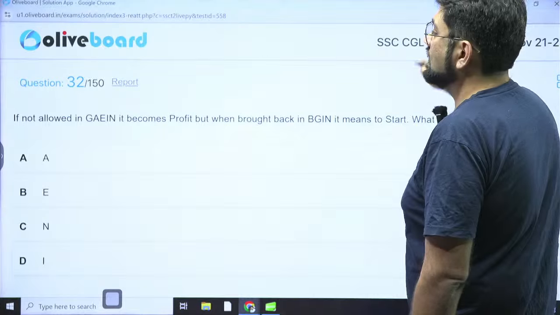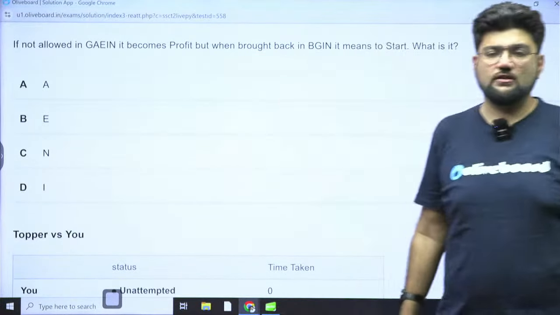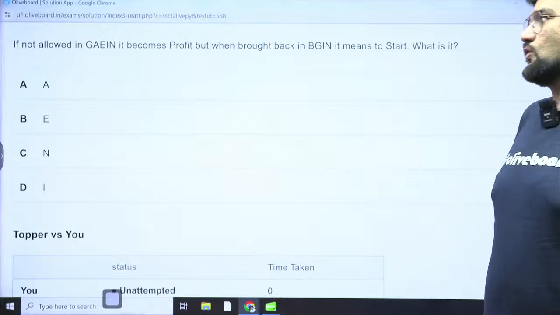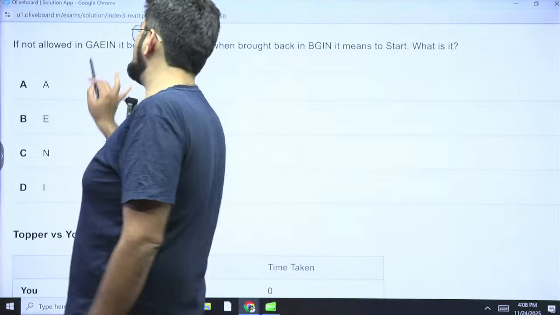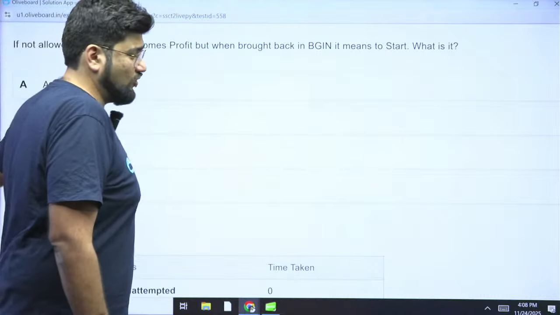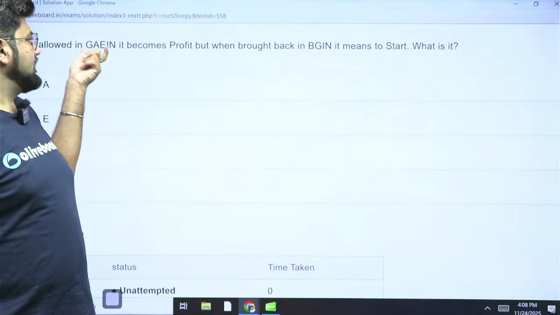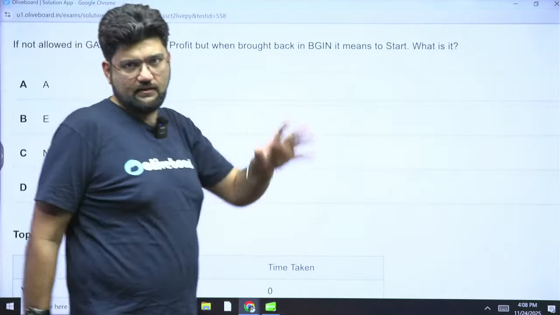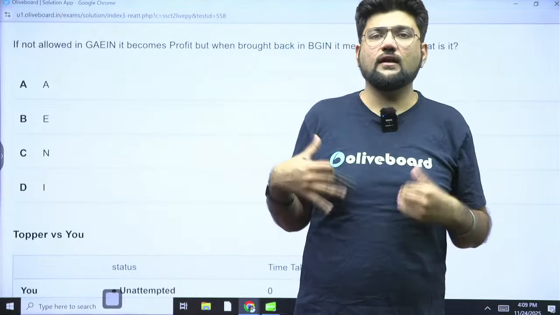Next. This is again another excellent variation. Simple question, easy question, but just look at what it is trying to ask you. It is asking in the form of a riddle. If not allowed in GAIN, it becomes profit. But when brought back in BEGIN, it means to start. What is it? For a while, you will get confused. Though your brain is giving you the meaning of this and this, it's clearly saying what it is. But to understand the question, you'll have to read it again because you don't understand what it is.